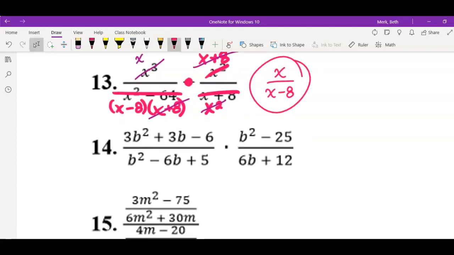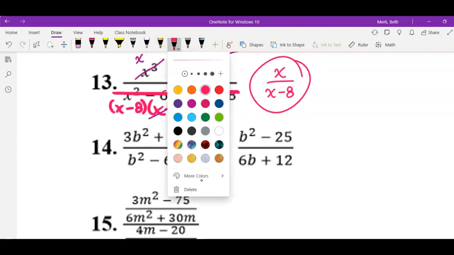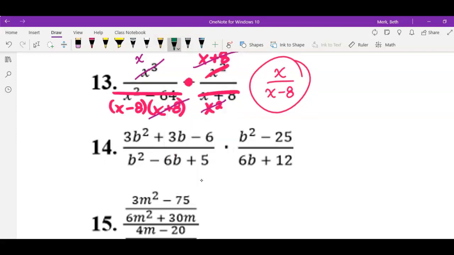For number 14, we can also factor. I'm going to factor out a greatest common factor of this numerator, leaving behind b squared plus b minus 2. This trinomial would factor as follows: b minus 1 times b minus 5. Negative 1 times negative 5 multiplies to positive 5 and combines to negative 6.